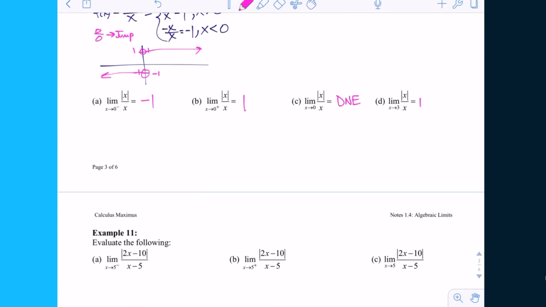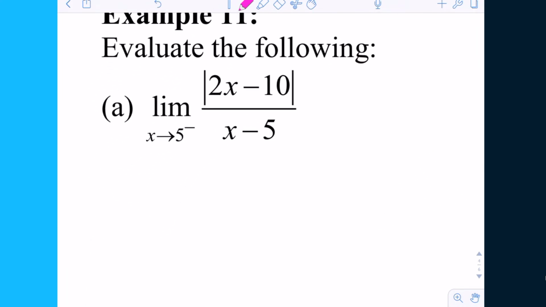Why is that important? Because now we have example 11. The limit as x goes to 5 from the left of the absolute value of 2x minus 10 over x minus 5. Never not first, plug in. What do you get? You get 0 over 0. Good. You get 0 over 0.